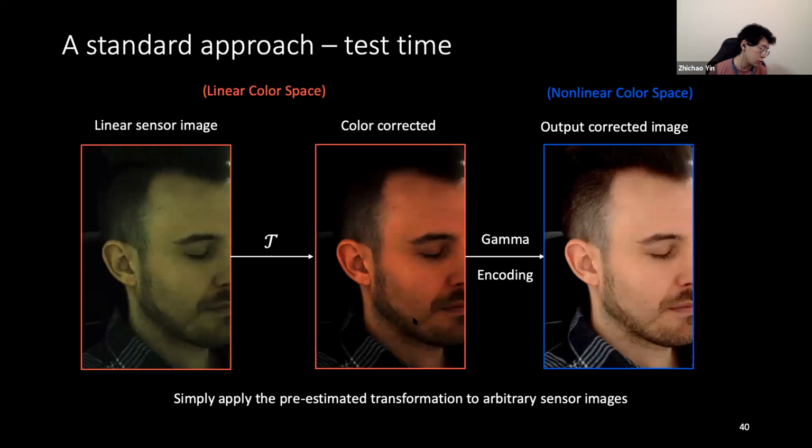During test time, it's straightforward. We have the input linear sensor image. We apply the color transform, which is an affine transformation here, and we do the gamma encoding, which produces some visually pleasing images on the right.